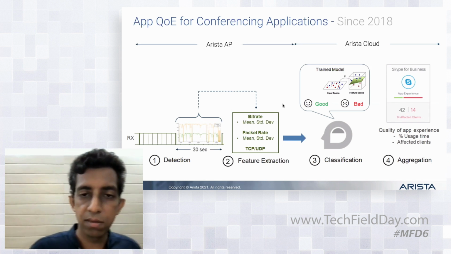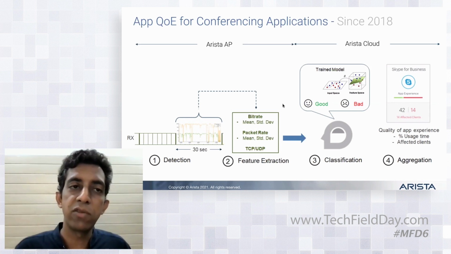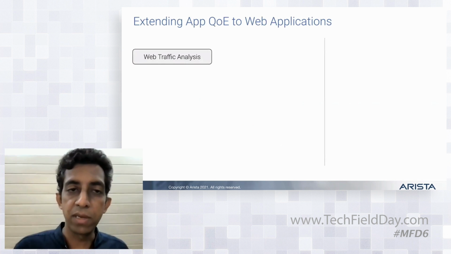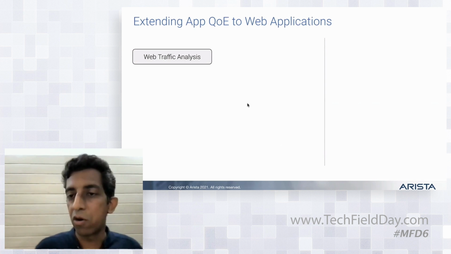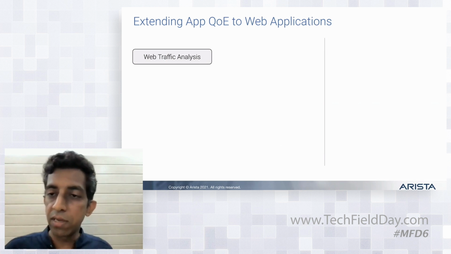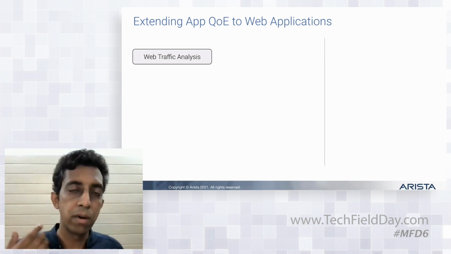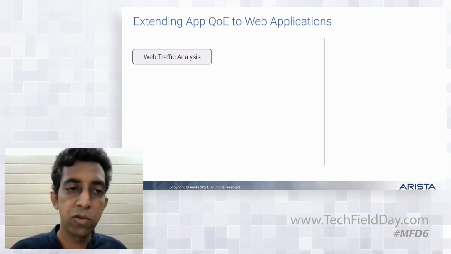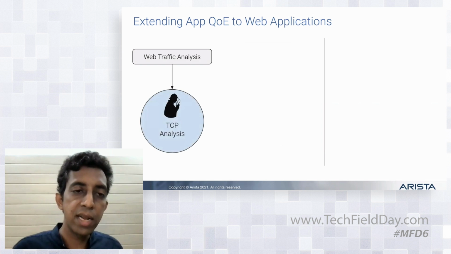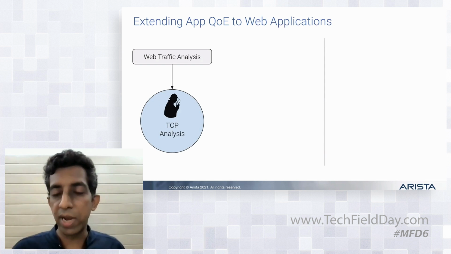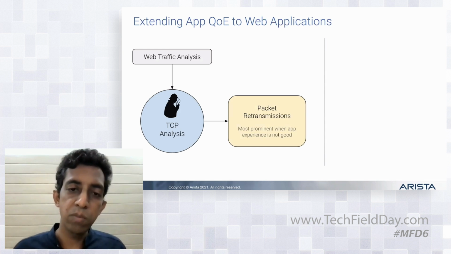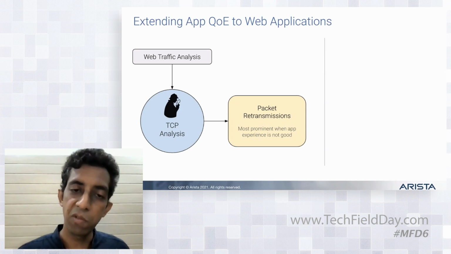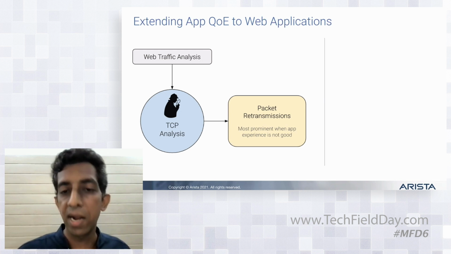Now for us, the natural next step was to actually extend that to web applications, right? So we got into that, and we did a lot of web traffic analysis of commonly used applications such as Google Drive and Office 365 and so on. And that led to a lot of TCP analysis. Most of the traffic on the web is TCP, which led to not a surprising conclusion that packet retransmissions are highly correlated with bad app experience.